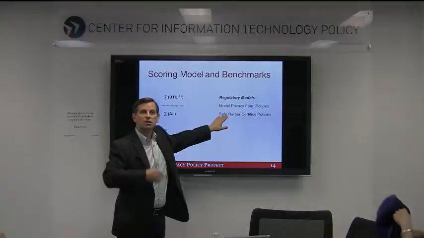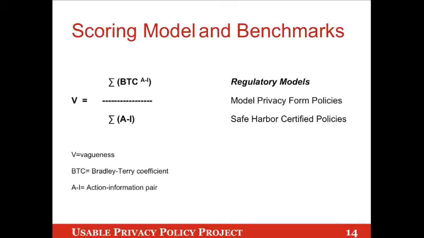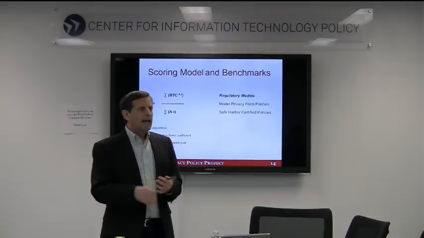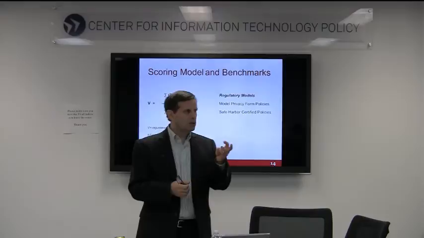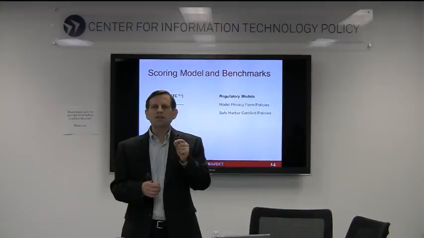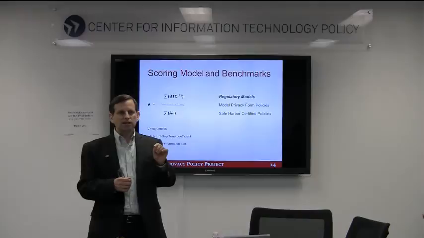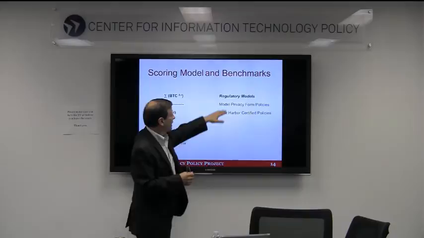So safe harbor was this agreement between the United States and Europe that stipulates for American companies to be able to get data from Europe, they have to publish a privacy notice that describes what they do, and it has to contain certain kinds of features. So it has to provide user choice. It has to do X, Y, and Z. It doesn't stipulate specific language, but it does stipulate certain pretty specific features that the language has to address. So it's not quite unregulated, but it's not nearly as regulated as this model is.